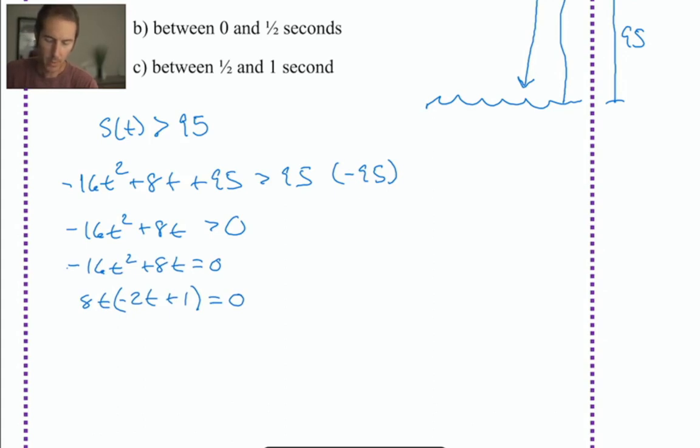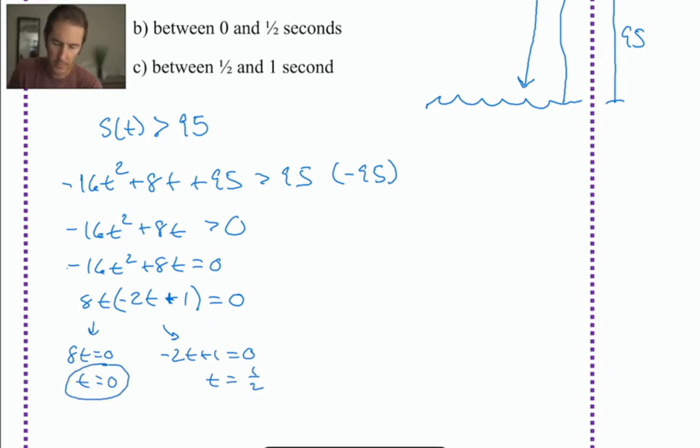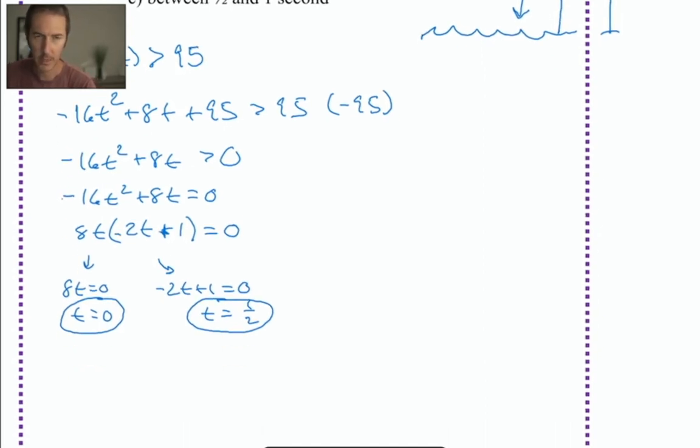And now, if I want to, I can divide both sides by 8, but otherwise I can just implement the zero product property, and I will set this factor equal to 0, and I'll set this factor equal to 0. We'll solve. t equals 0. Solving over here gives us a t value of 1/2. And I'm circling these as my reference values. And those are the ones that we'll use to chop up the number line.